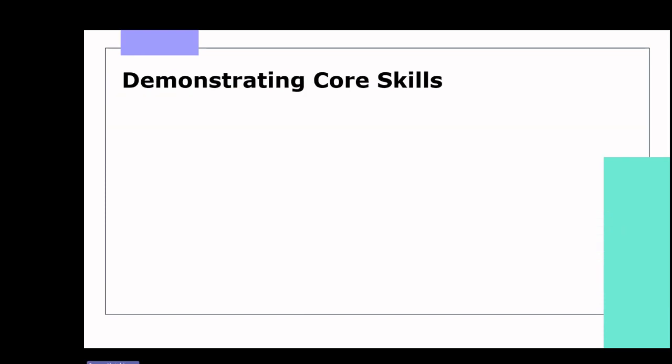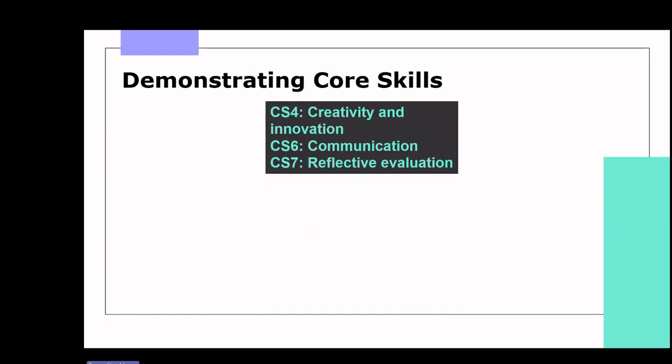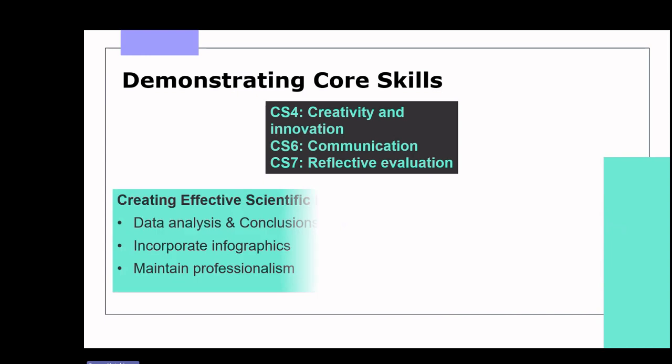So Task 4 offers an opportunity to demonstrate various core skills, including creativity and innovation, communication, and reflective evaluation. To demonstrate these core skills and the type of assessment, students should create an effective scientific poster. They should feature data analysis and conclusions. So an effective scientific poster is a visual representation of the project's key findings. It should prominently feature data analysis from Task 3, showcasing any conclusions drawn from their research. These conclusions serve as the core message that they want to convey.